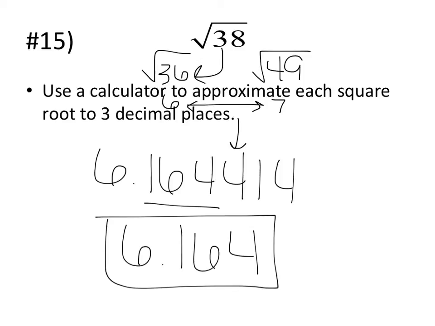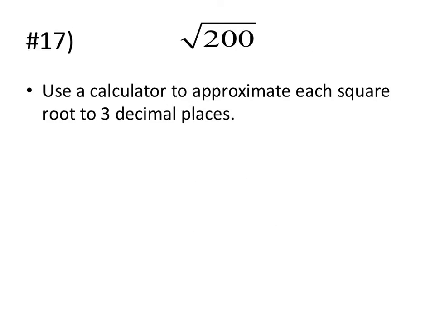And 38 is closer to 36, so you know it's probably a low 6.1 or 6.2 or 6.3, something like that. So that's a way you can figure it out in your head if you don't have a calculator on the test. Okay, square root of 200.